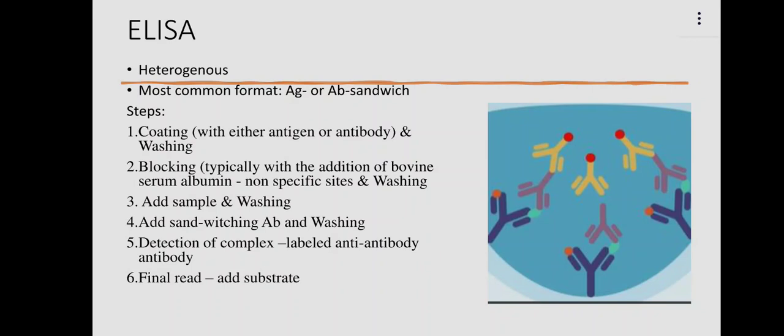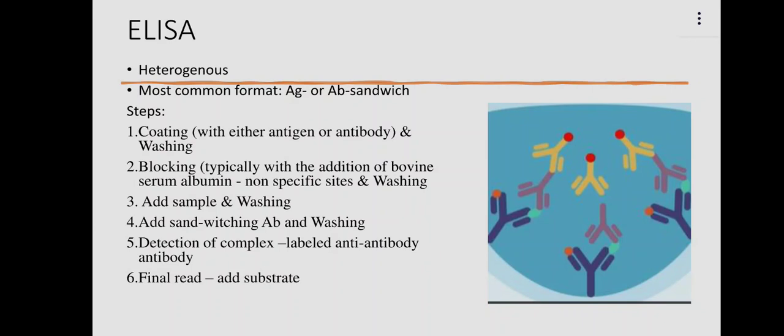The second step is to block, and this is because some antibodies may have non-specific binding sites which are blocked by addition of proteins such as albumin. Okay? Bovine serum albumin is added. So this blocks non-specific sites. And then this is followed by washing.